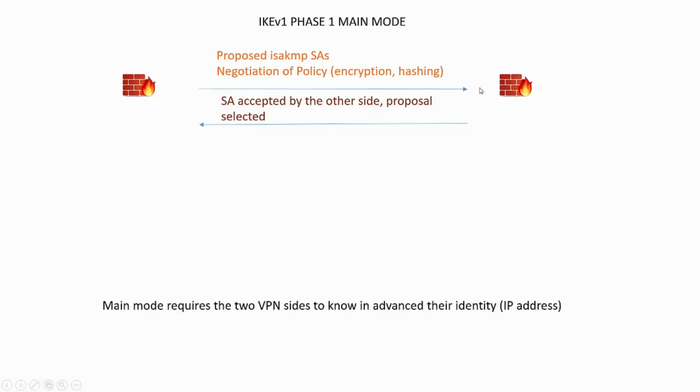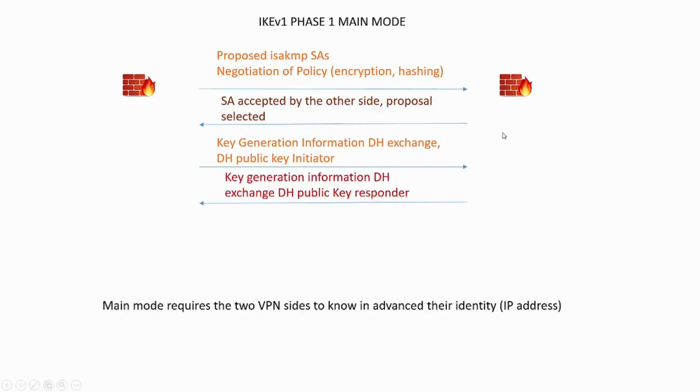The responder would select one of those proposals and respond back to the initiator firewall. The initiator firewall will generate its Diffie-Hellman public key and send it to the responder. The responder would create the Diffie-Hellman public key and send it to the initiator. And now, both sides have the keying material to be able to create the shared secret key.